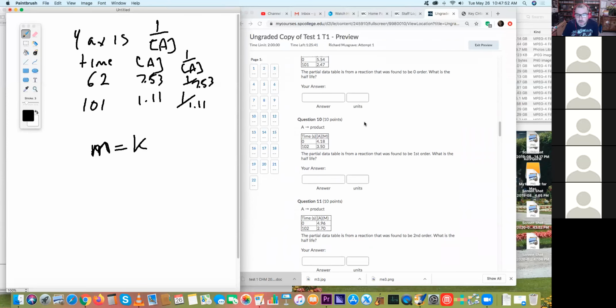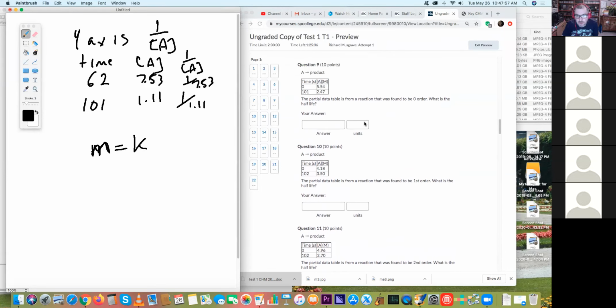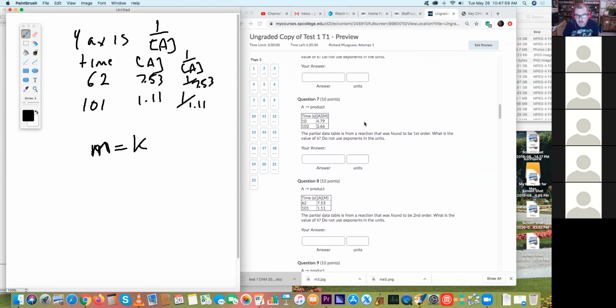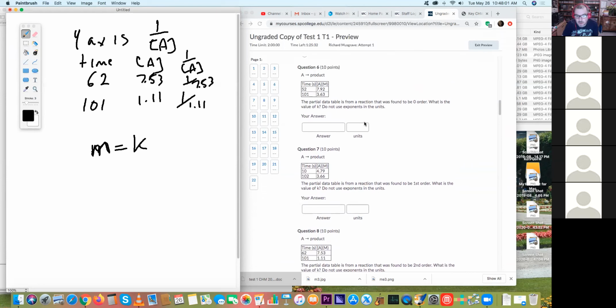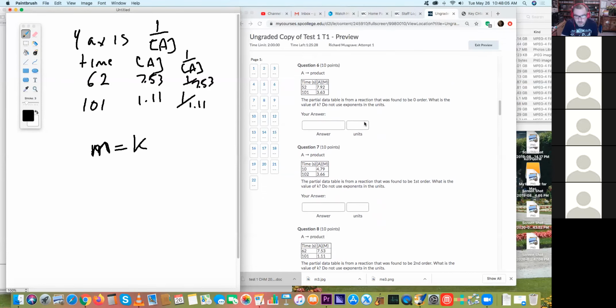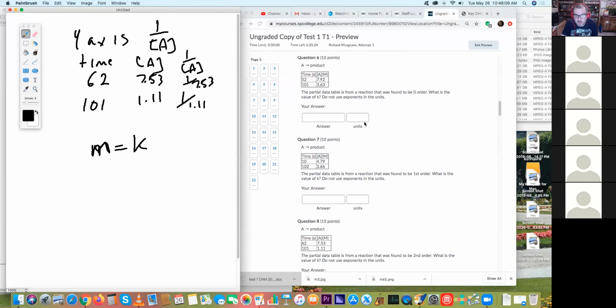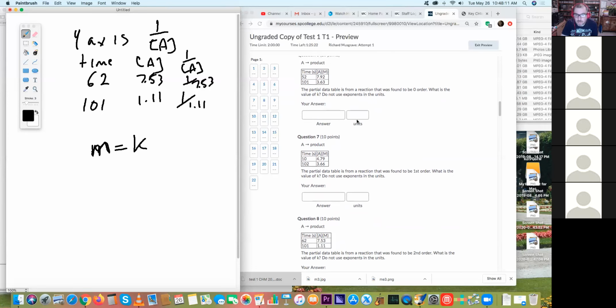Oh, the units. Let me talk about the units on each of those. That's something I did skip over here. All right, so let's go back to the question. I thought the units were in a separate problem, but they're not. They're in the same problem here. So let me go through the units for zero, first, and second order.